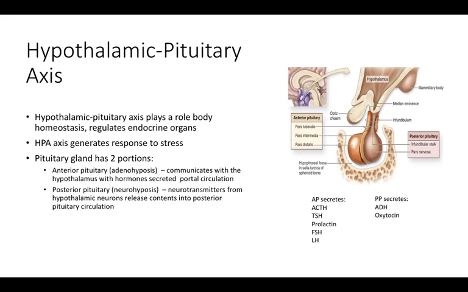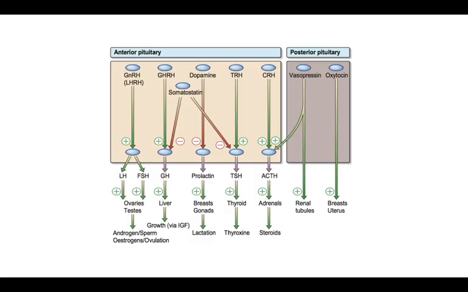The posterior pituitary can be regarded as an extension of the hypothalamus itself. The hormones ADH and oxytocin are secreted by hypothalamic neurons into posterior pituitary circulation. This figure summarizes the regulation of hormones which are secreted from both the anterior pituitary and the posterior pituitary. It also gives you an idea of the end organs on which they mediate their actions.